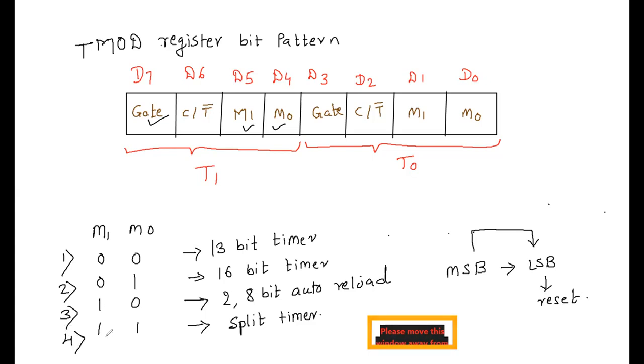The fourth mode is a split timer. As we know, both the timers are 8-bit. So when I say split timer, it means each individual timer acts as an individual 8-bit timer. So this is about the TMOD register of the 8051 and its corresponding bit operations. I hope you understand the bit pattern and the various bits of the TMOD register and how they are responsible for controlling the operations of timers.